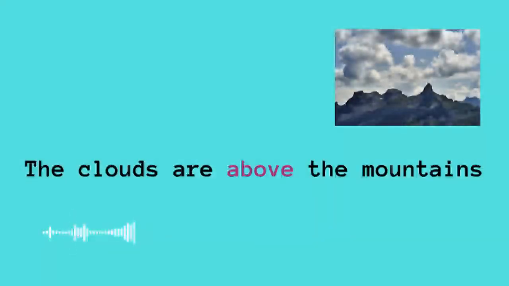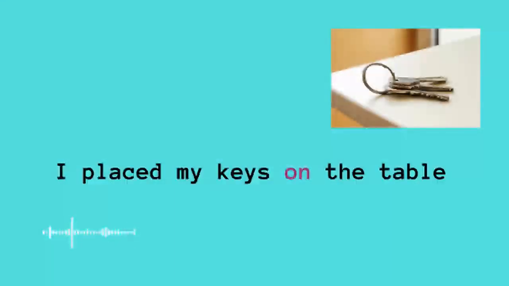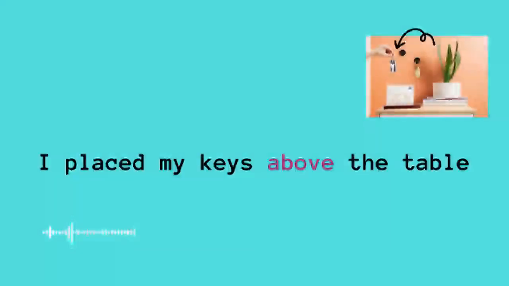All right, let's have another example. I placed my keys on above the table. What is the difference between the two? Let's have a look. Number one, I placed my keys on the table. So if you look at the picture, are the keys touching the table? Yes. In this case, we use on. But if we look at the next sentence, I placed my keys above the table. So if you look at the picture, where are the keys? Are they touching the table?